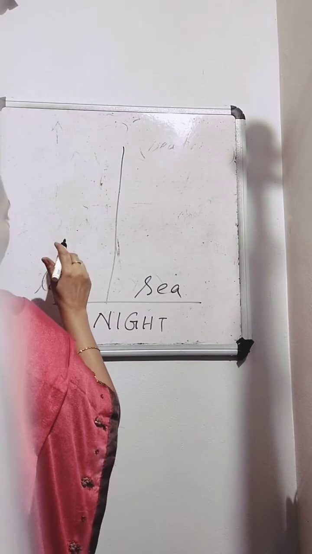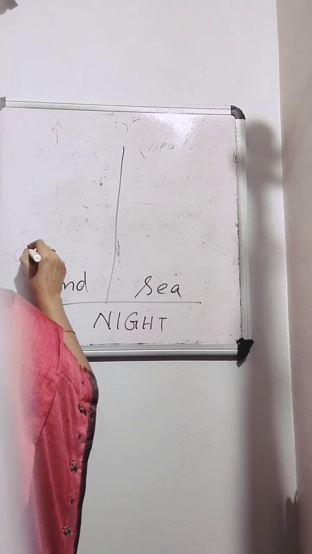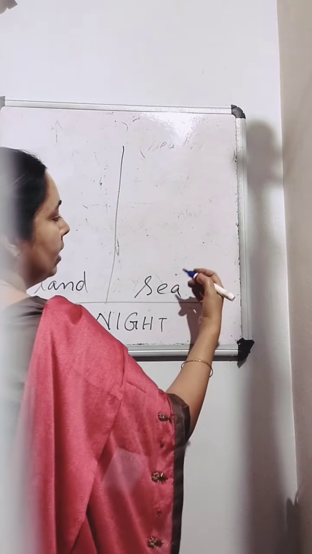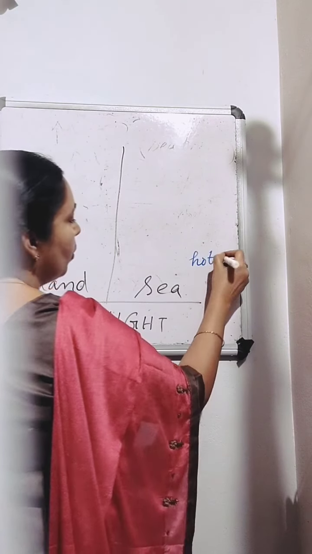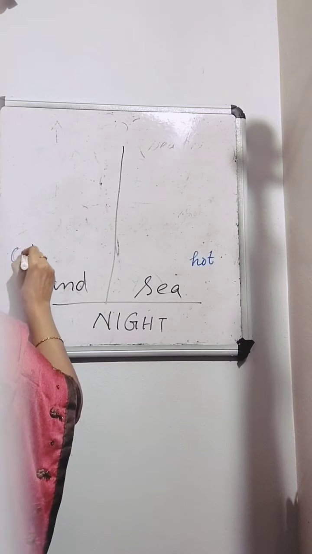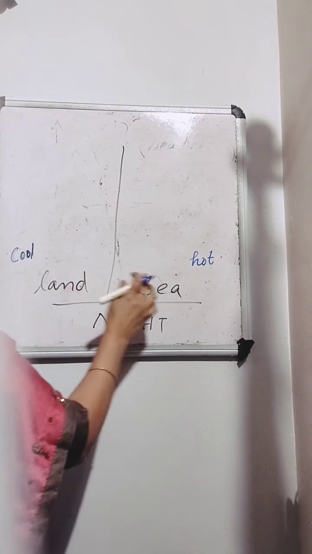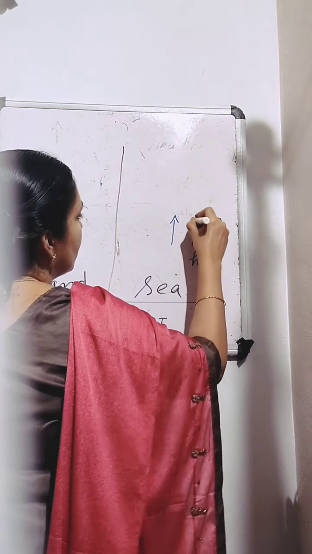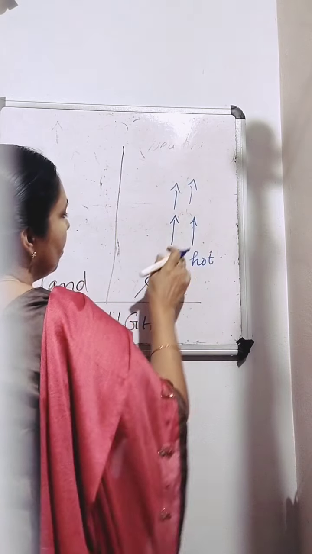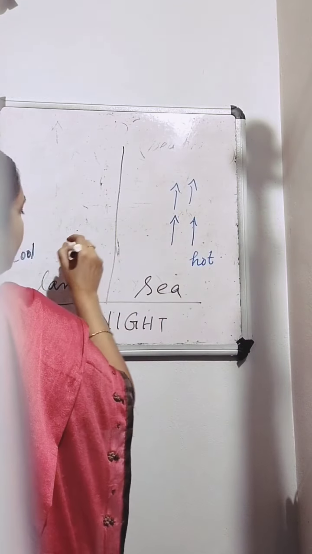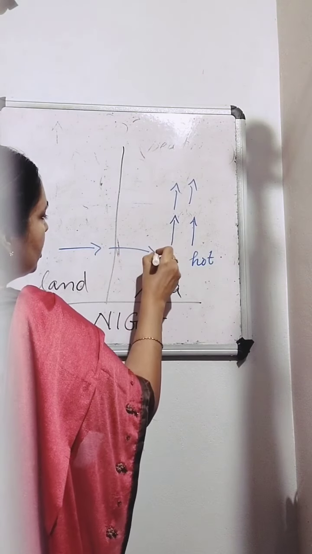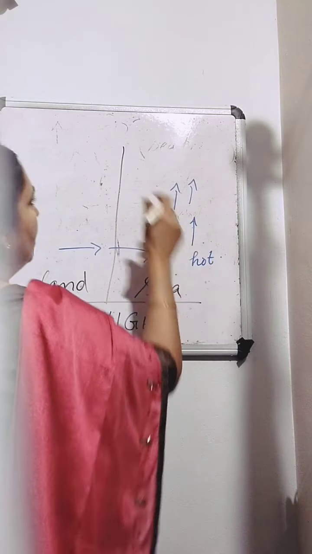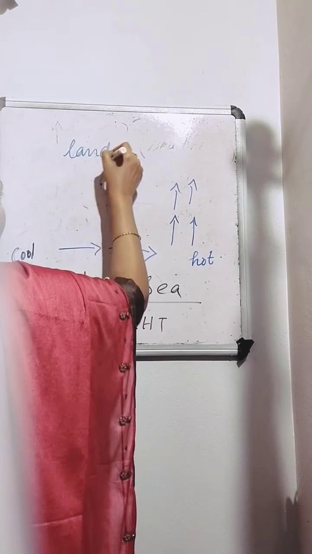So the air above land will be cool. What about the air above sea? It becomes cooler slowly only. So air above sea will be hotter than the air above land. So the air above land will be cool and the air above sea will be hot. And we know hot air rises up. So the air above sea rises up, creates a low pressure here. Then cool air from the land moves to the sea. So wind is moving from land to sea. So this is called land breeze.